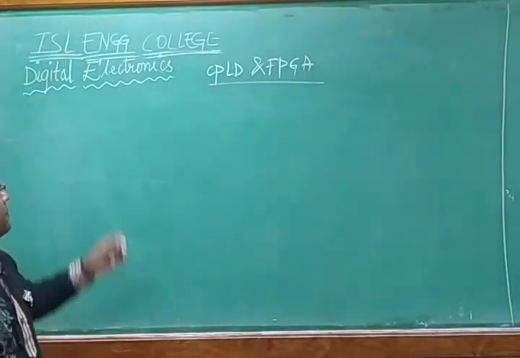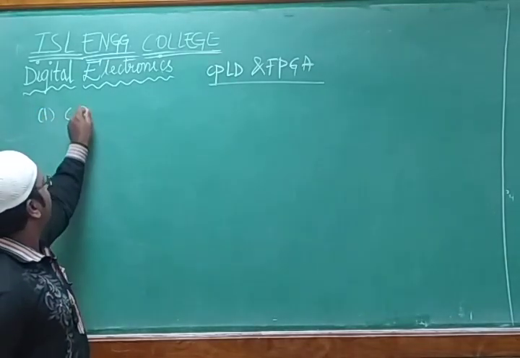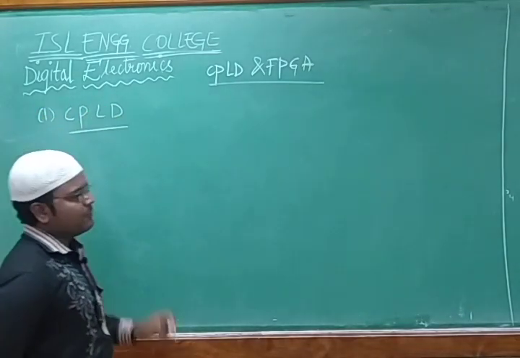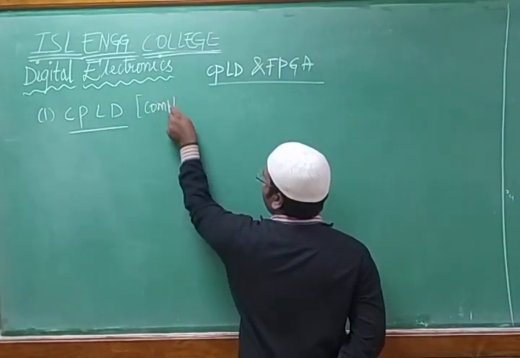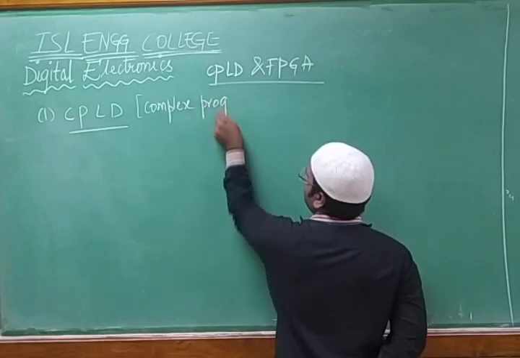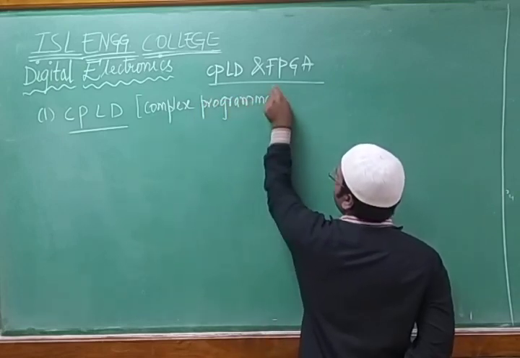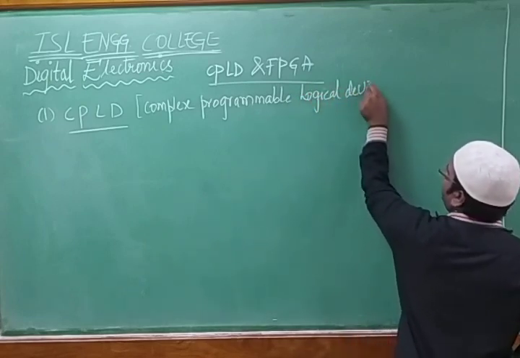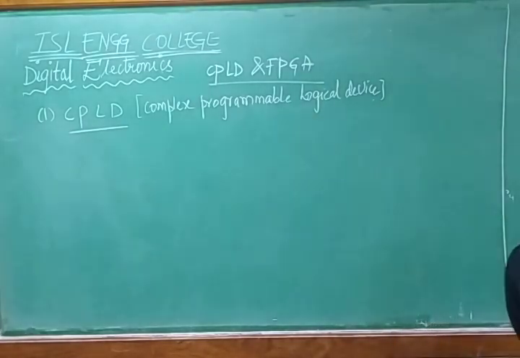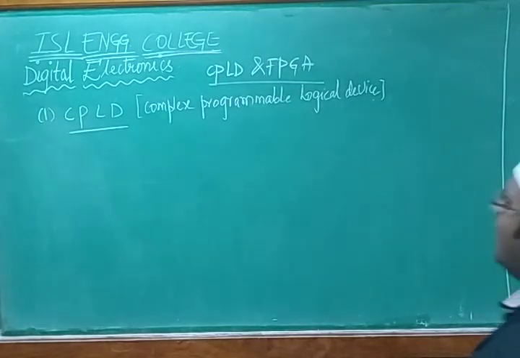In CPLD, the first thing we are going to see is its block diagram. What does CPLD stand for? Complex programmable logical device. So what does this complex programmable logical device consist of and how is it going to work? All the things we are going to discuss in today's class. Before proceeding with that, first we are going to see its functionality. Functionality in the sense we want to see how it is going to work.